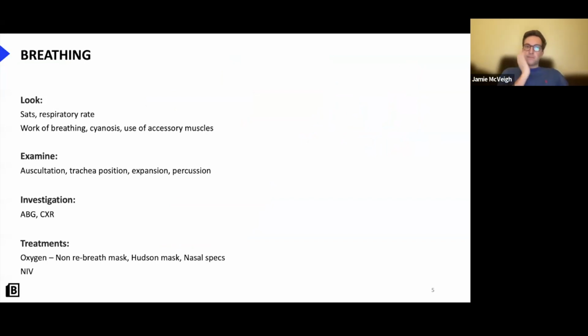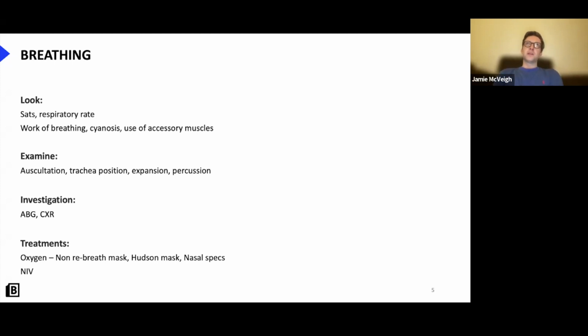So just get a general opinion of what you think their breathing is like, and then examine them. Have a listen at the front, but preferably at the back if you can, because you'll get a better listen to the lung bases there. Have a feel of the trachea, just to check there's no tracheal deviation. Look for expansion to make sure that it's equal bilaterally, and then you can percuss as well.